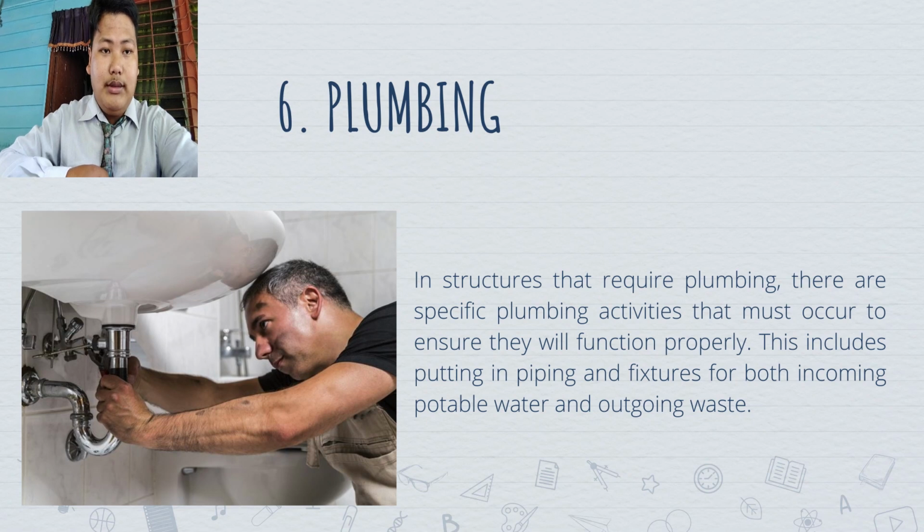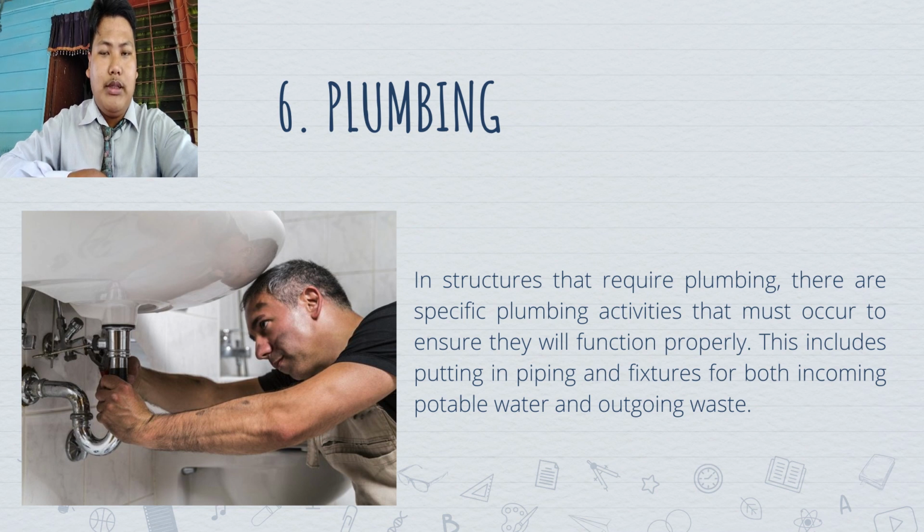The sixth activity is plumbing. In structures that require plumbing, there are specific plumbing activities that must occur to ensure that they will function properly. This includes putting piping and fixtures in for both incoming potable water and outgoing waste.